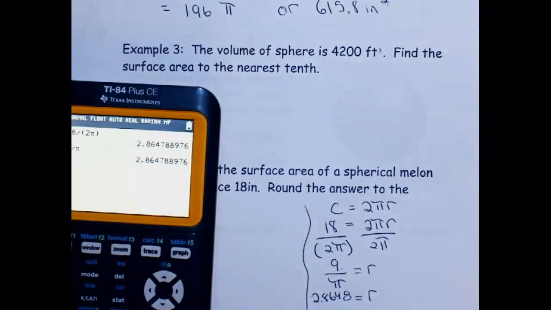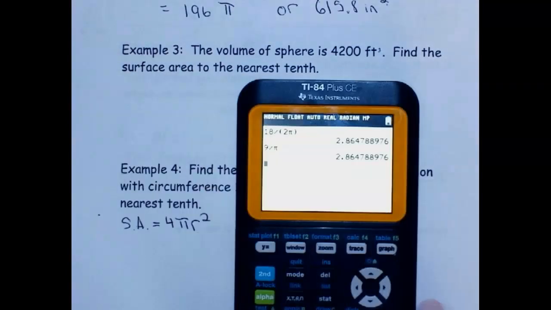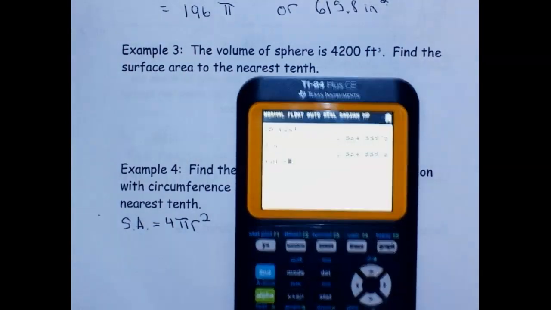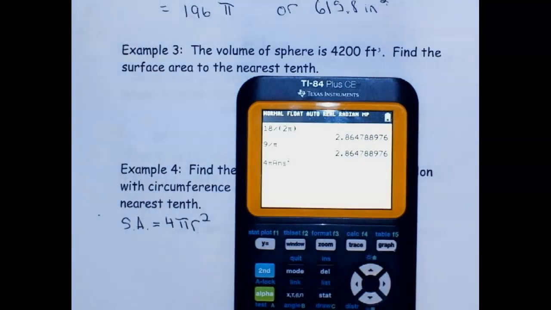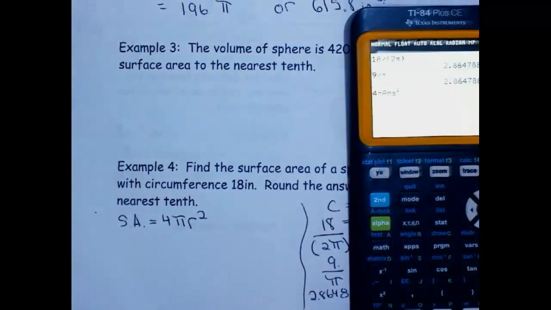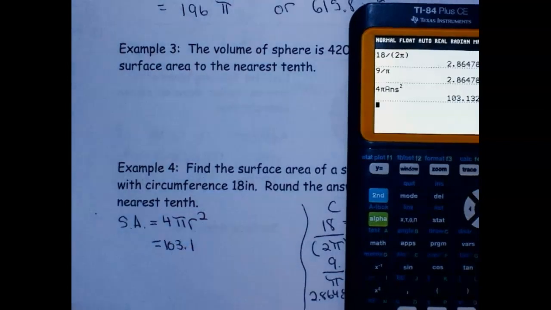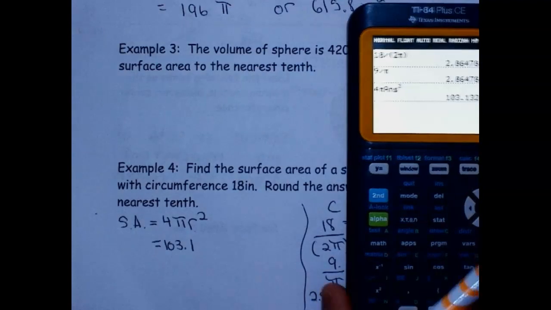Now we have showed you that answer button, so we could use that in this particular case as well to make it even more accurate. In other words, I could type in 4 times pi times my answer squared. Again, I did 4 times pi times my answer squared, and we come up with 103.1.